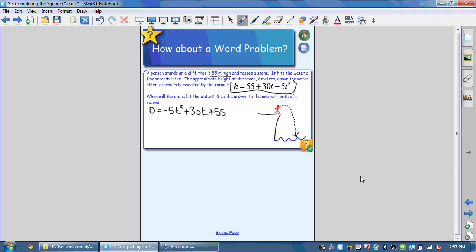So someone give us the first step. Move the 55 to the other side. That's perfect. So minus 55 on the left is equal to negative 5t squared plus 30t. What's our second step going to be? Divide everything by negative 5, because we need our a value to be 1. And remember, it's negative 5t squared right now, so everything's divided by negative 5. And you get 11 equals t squared minus 6t.